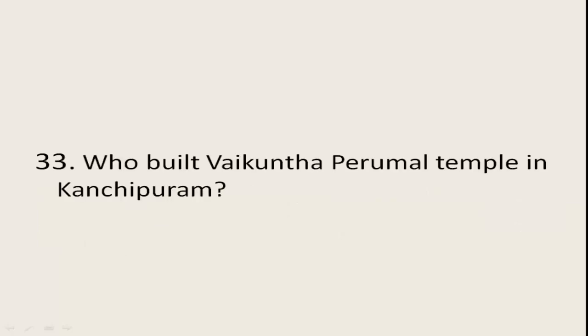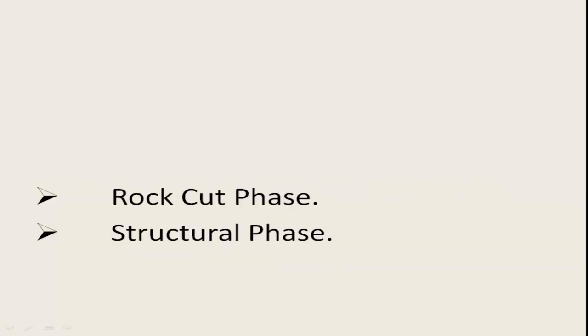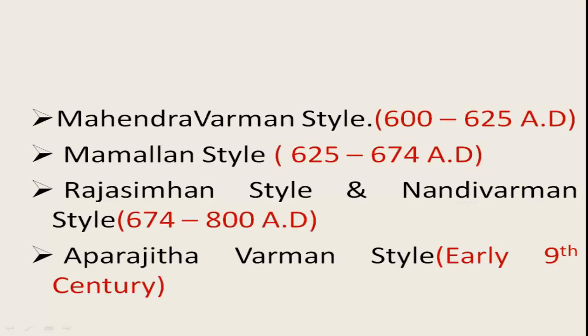Who built Vaikuntha Perumal temple? Nandivarman II. How many divisions are there in Pallava style of art and architecture? Pallava architecture can be subdivided into two phases, rock-cut phase and structural phase. What are the different styles of Pallava architecture? Pallava architecture was divided into four different styles. Mahendravarman style of architecture, Mamallan style of architecture, Raja Simha style and Nandivarman style of architecture, Aparajitavarman style.